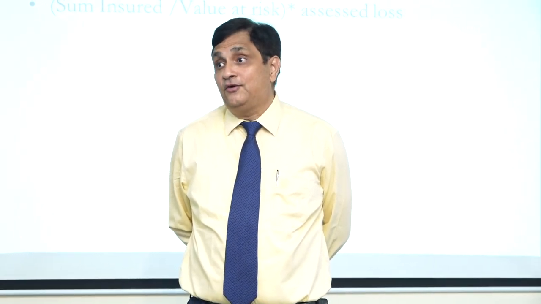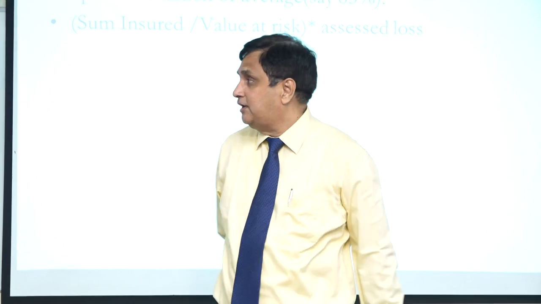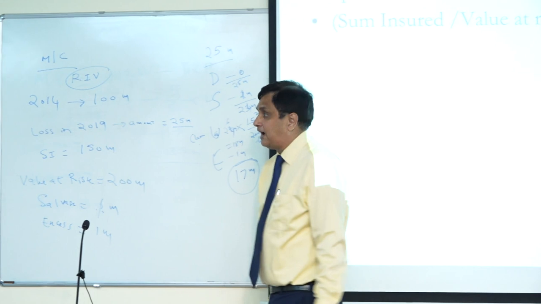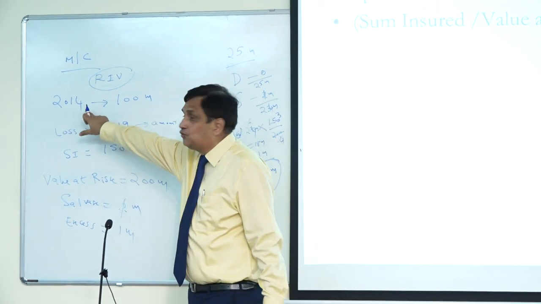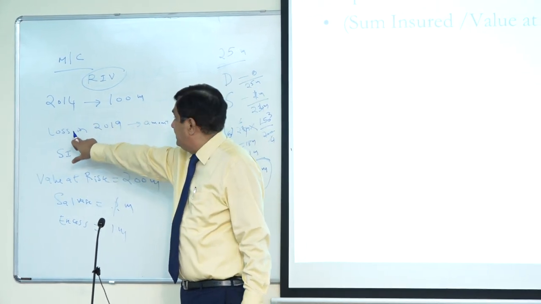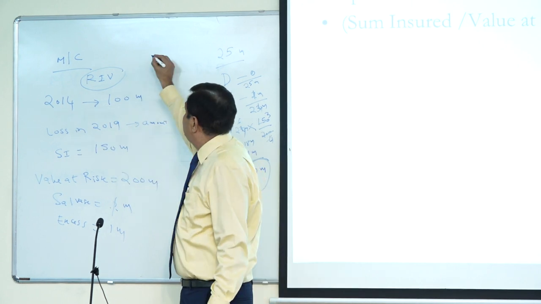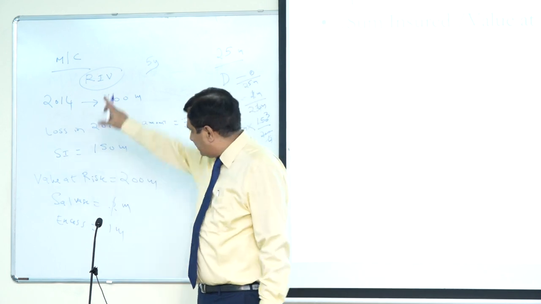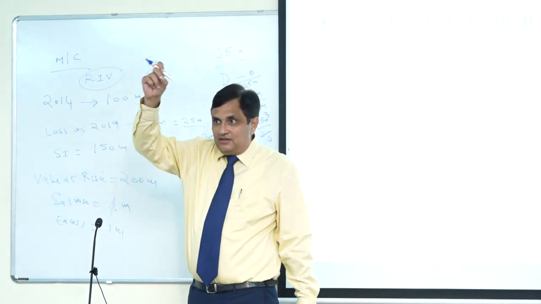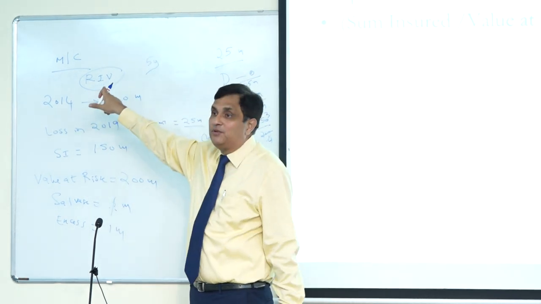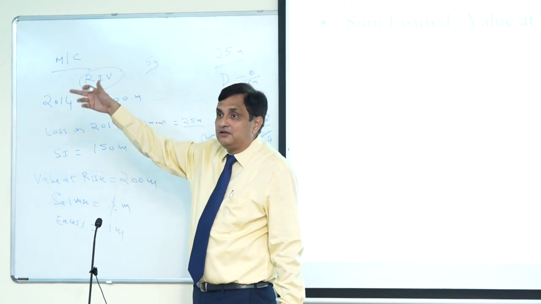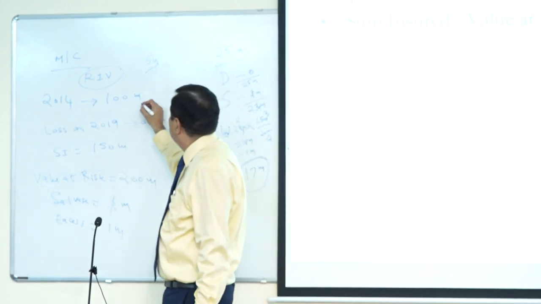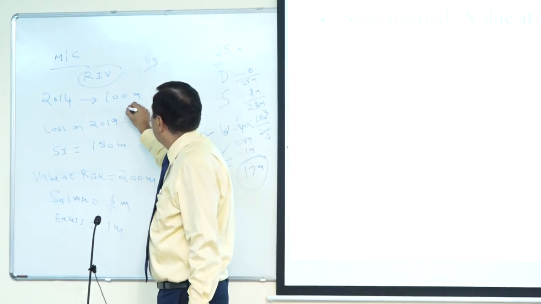Then I have to start with depreciation. So what will I do in that case? Depreciation will not be zero. I know it's a 2014 machine. It is lost in 2019. It is 5 years. That is the age of the machine. I have not given the life of the machine here because it was an RAV basis. But if it is a market value question, they will also give you the life of the machine. Suppose the life of the machine is 20 years.